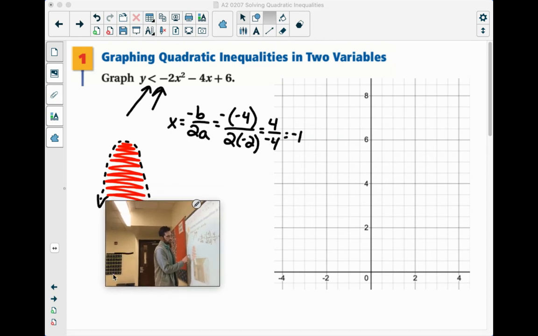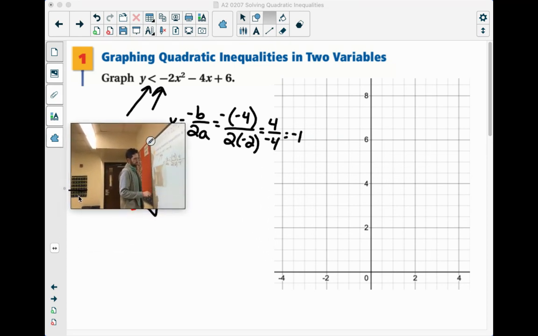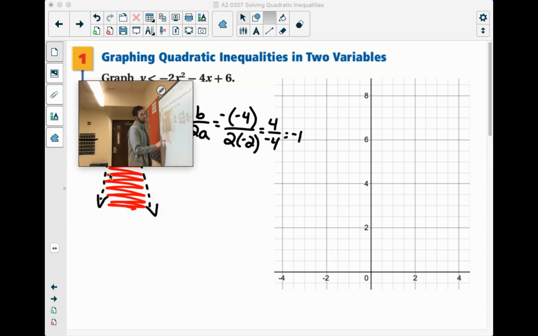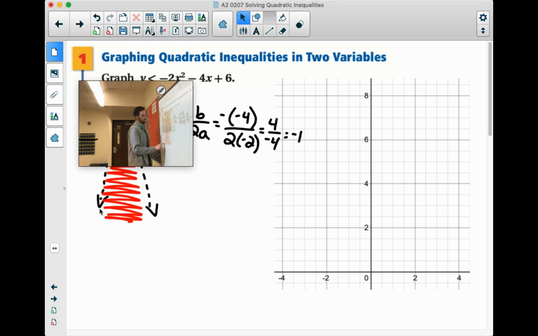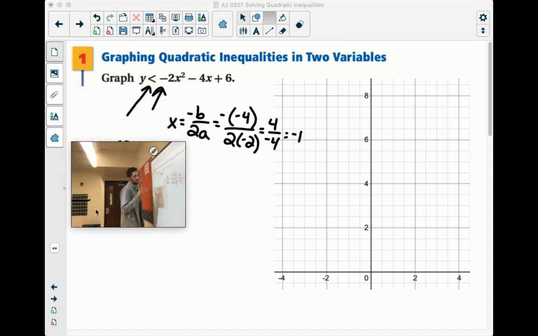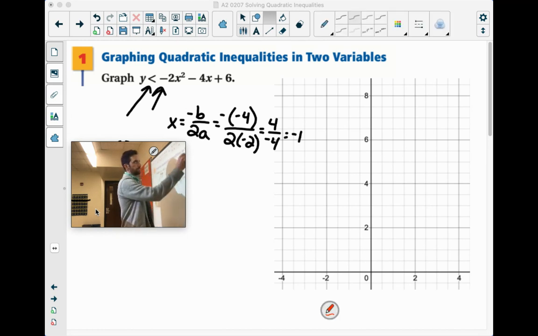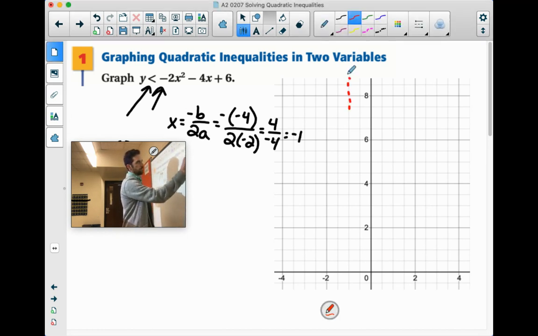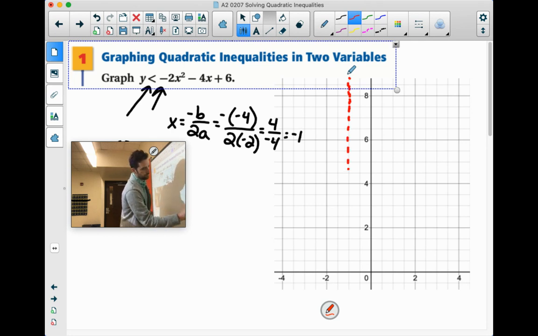So I'll scooch over here. There we go. Wow, okay, I'm going all over the place. Stop moving, Mr. Plant. Oh my goodness. It's just this kind of day. So negative 1 is here. That's our axis of symmetry.